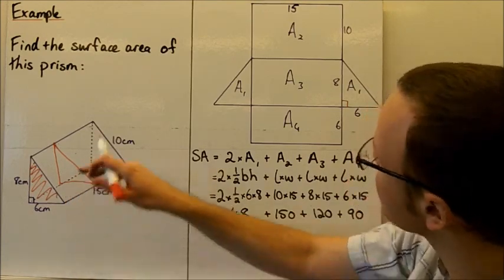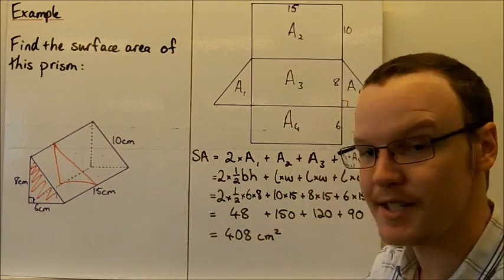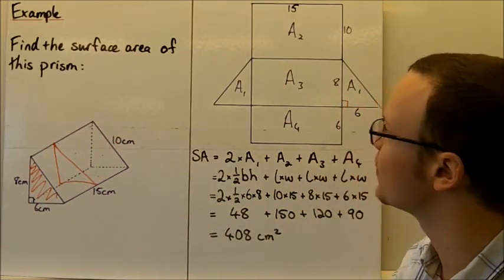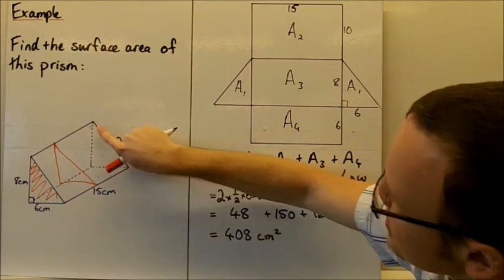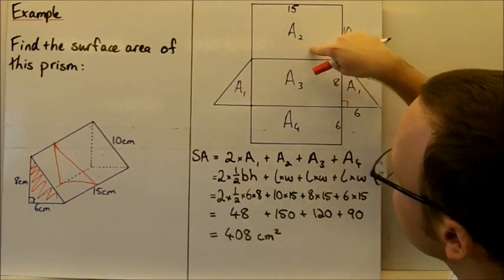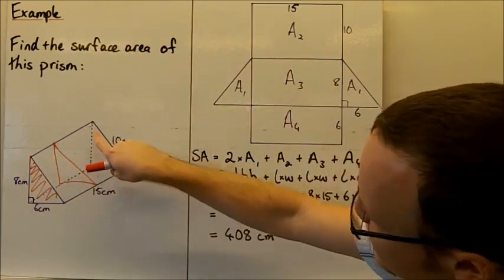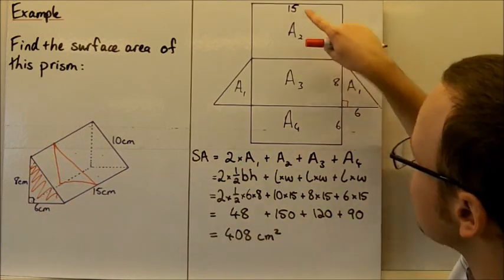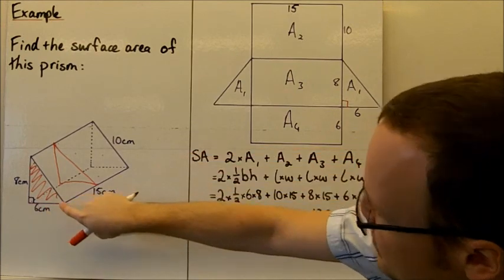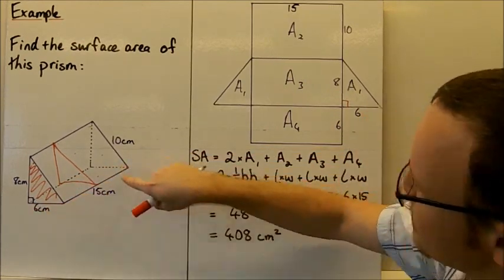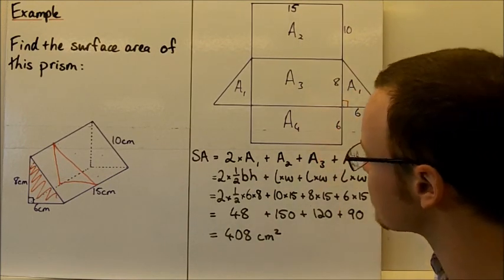Each of our rectangles is going to have a length of 15 centimetres, because that's the same length for each of those sides. So one of those rectangles is going to be 15 centimetres by 10 centimetres. That's our first area up here, A2. We've got A3 here, which is going to be the back of our prism. That's going to be 8 centimetres by 15 centimetres. And our last face is this rectangle on the bottom, A4, which is going to be 6 centimetres by 15 centimetres.